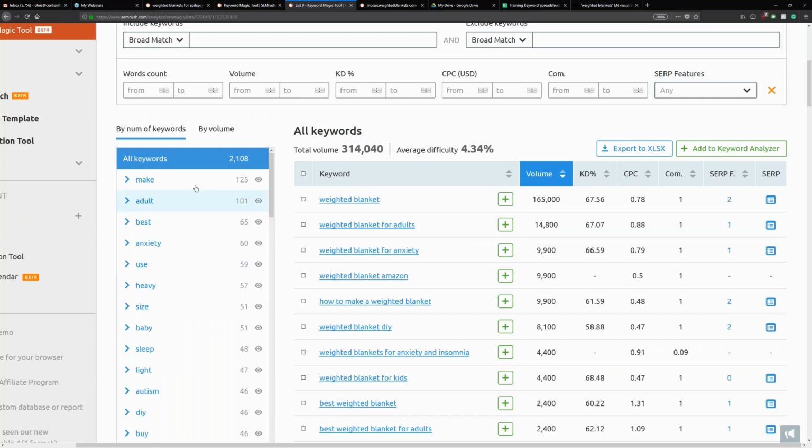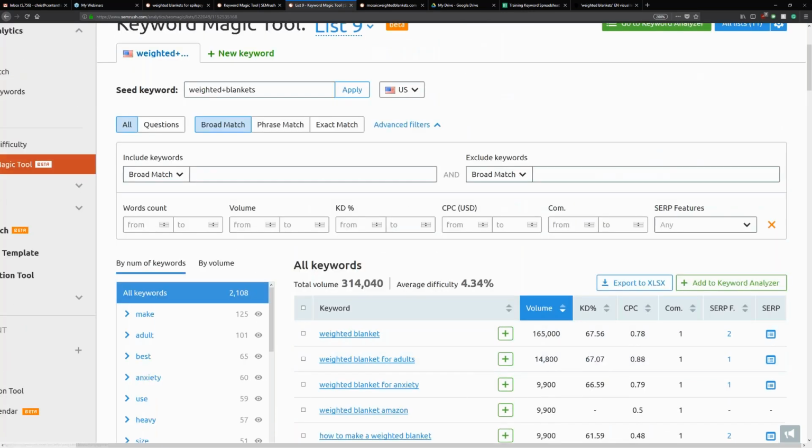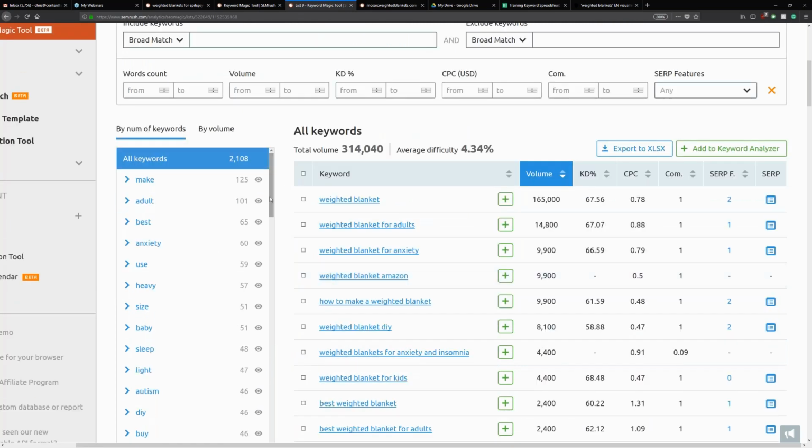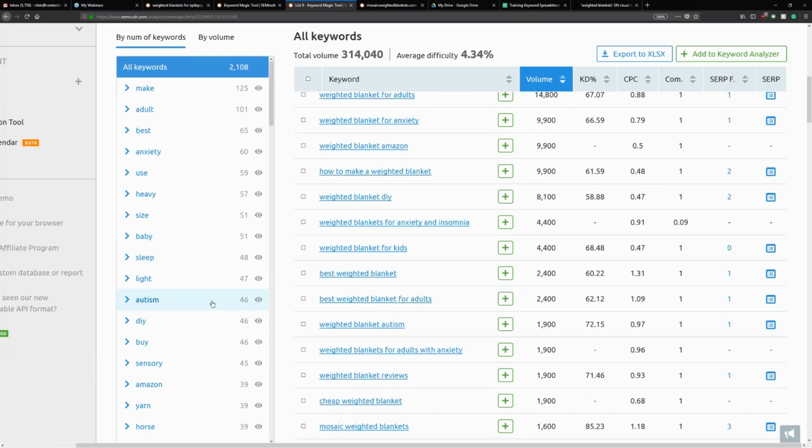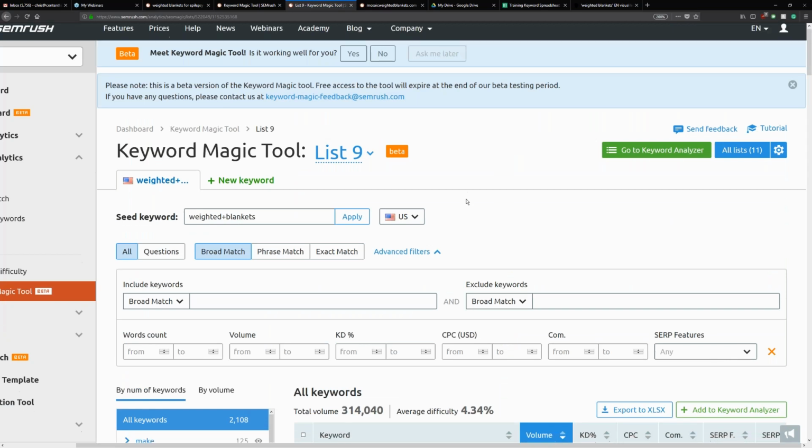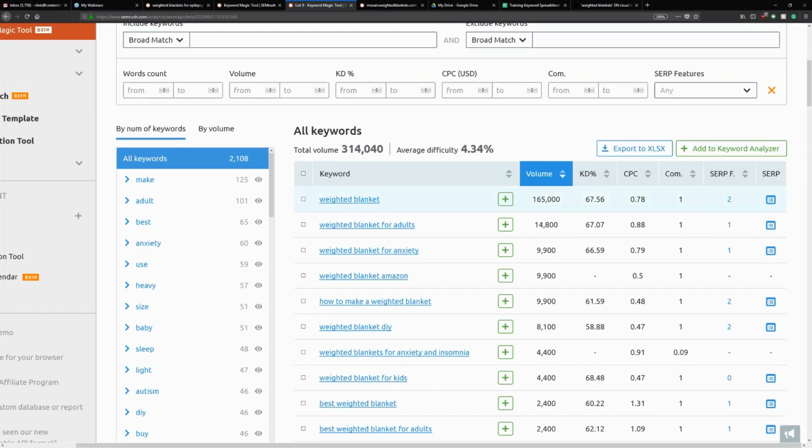If you were to click on these individual ones, it would allow you to filter the results down even further to help you figure out a particular keyword grouping that maybe you want to look at. For example, if you're interested in weighted blankets and autism, you could click this and it would break down everything by those specific phrases rather than just weighted blankets. But I want to just look at weighted blankets for the example right now. That's what we're going to look at.